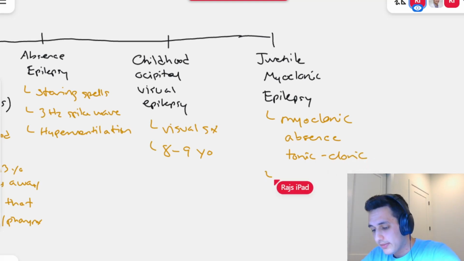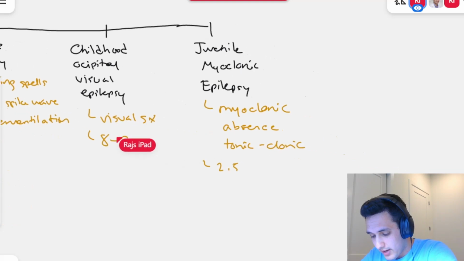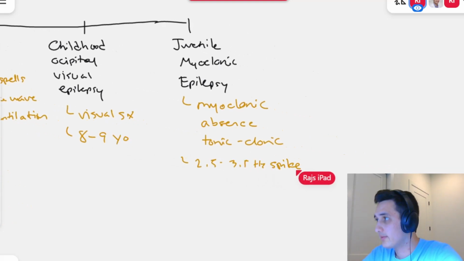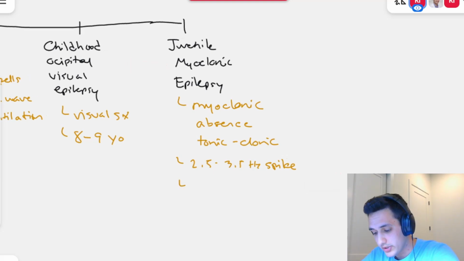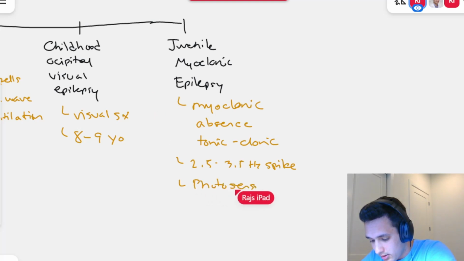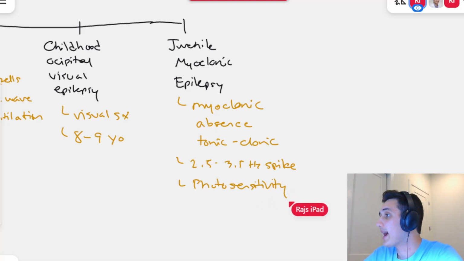On EEG, there's a characteristic 2.5 to 3.5 Hertz spike that's pretty generalized. And this 2.5 to 3.5 Hertz spike is actually induced by what's called photosensitivity in EEG. So what we do is shine a light in these kids' eyes during the EEG, and this actually induces some of the seizure-like activity for these kids.